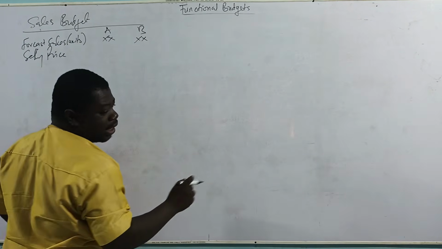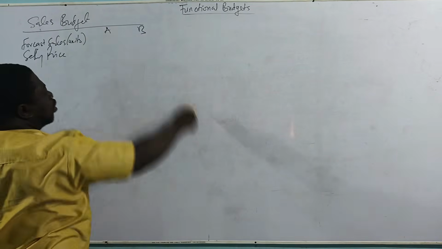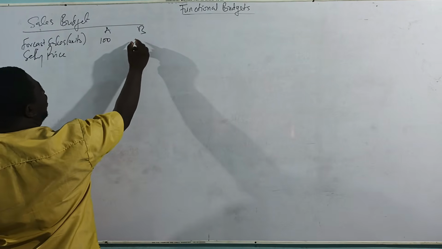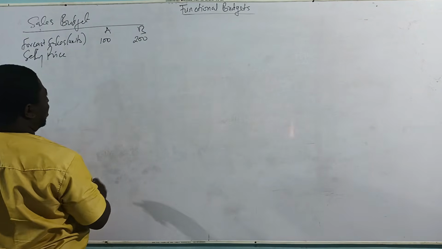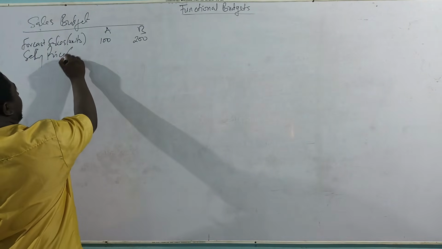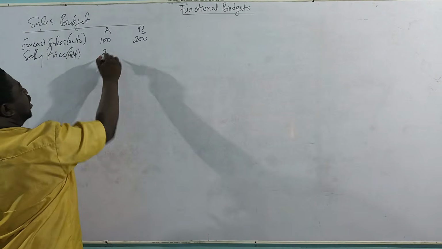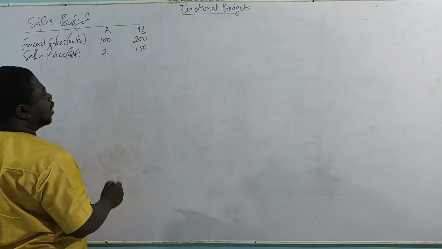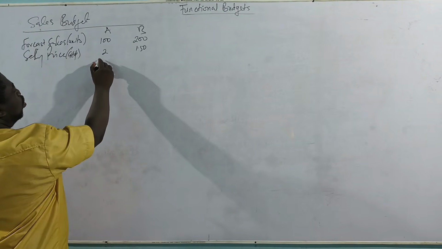So assuming, instead of using the XXS, let me make it more realistic. Assuming that your forecast sales is 100 for A and 200 for B, and the expected selling price, which will be given to you, is in Ghana cedis. If it is 2 cedis for product A and 1.50 cedis for product B, then you multiply 100 by 2 cedis.